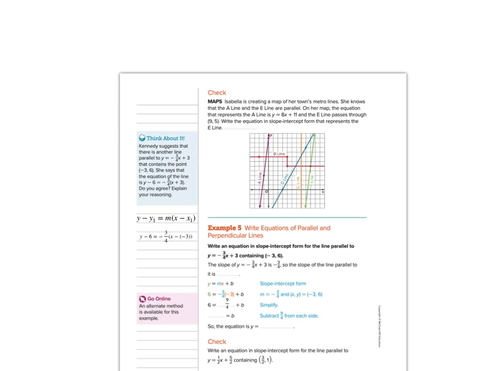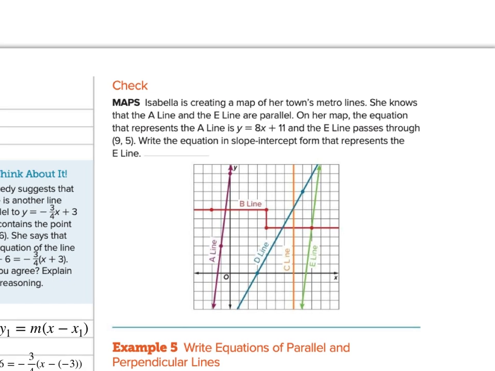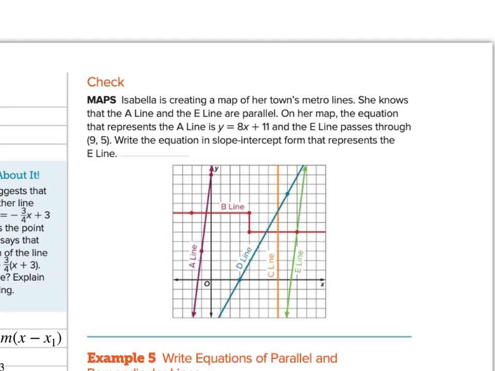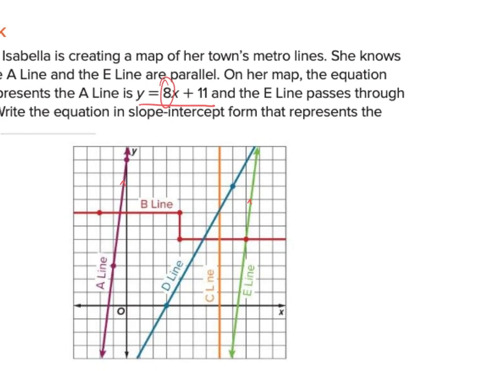And then finally here, here's a quick word problem for you. Isabella's creating a map of her town's metro lines. She knows that lines A and E are parallel, so these two have the same slope. On her map, the equation that represents line A is right here, and line E passes through (9, 5). So I know that the slope is going to be 8 for line E because they're parallel. Write the equation in slope-intercept form that represents line E.